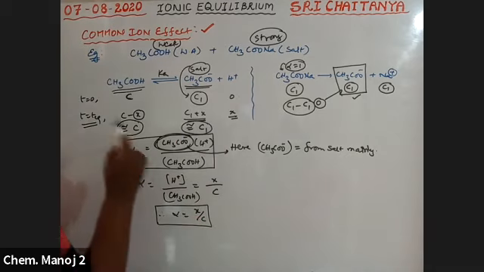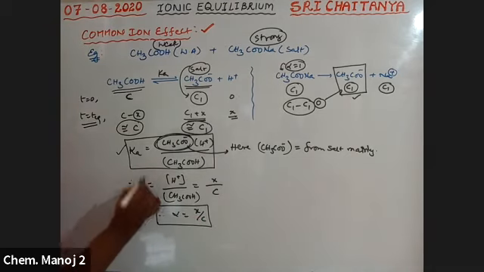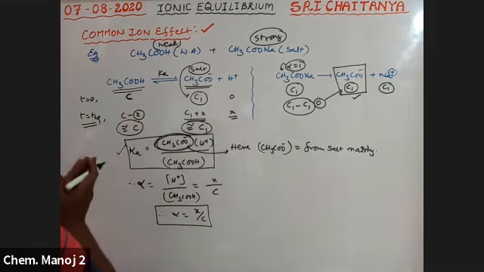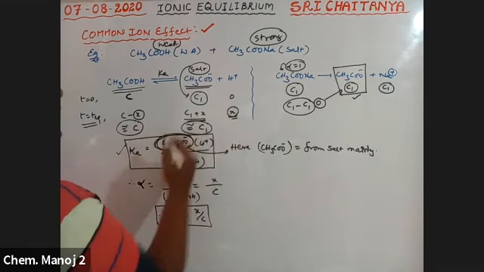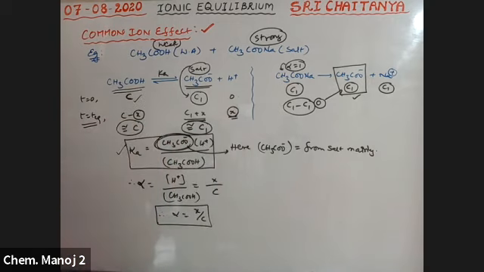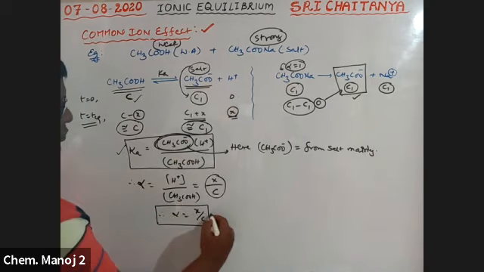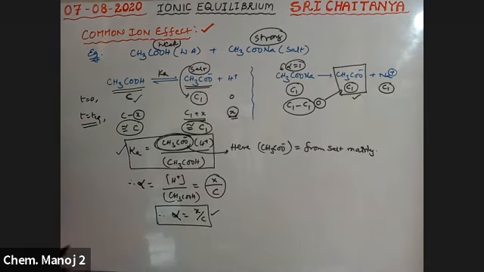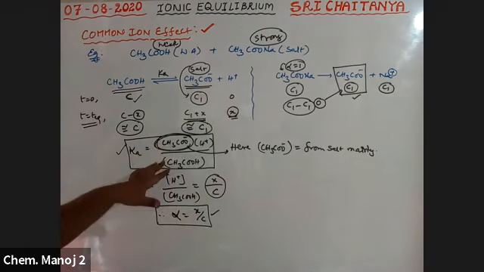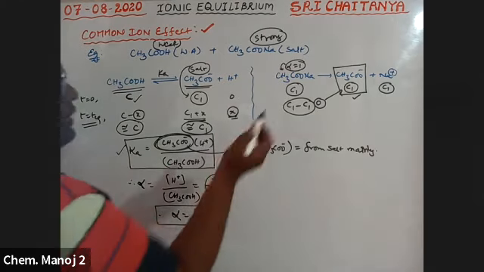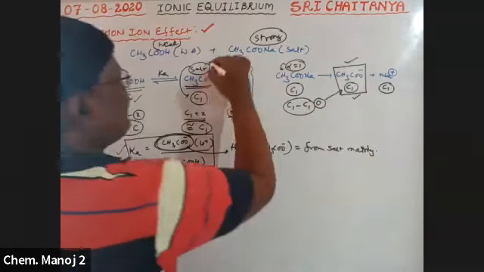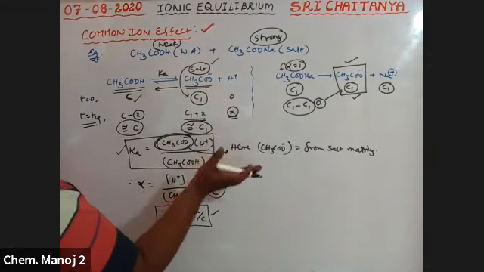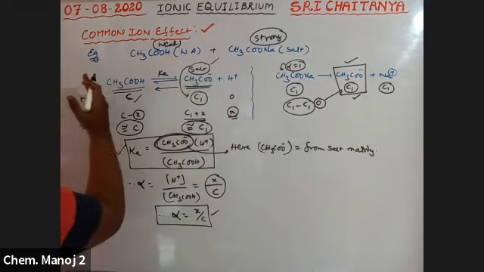Now my target is to calculate the degree of dissociation: how much is dissociated and how much is initially taken. Dissociated is X, initially taken is C. Therefore, X by C is the degree of dissociation of this weak acid. See here, this is the common ion effect. Because of the common ion, the reaction goes in the backward direction. That means the product concentration increases and the reaction goes backward.